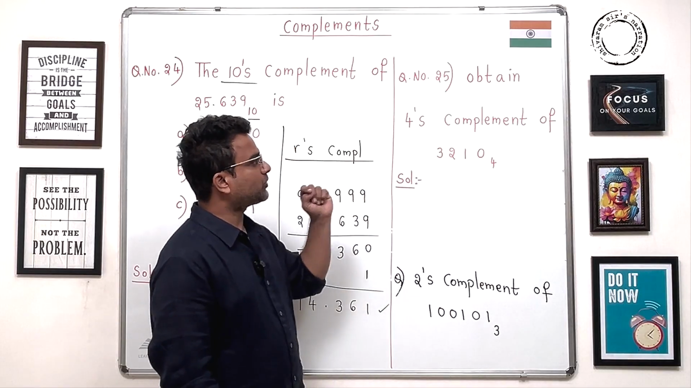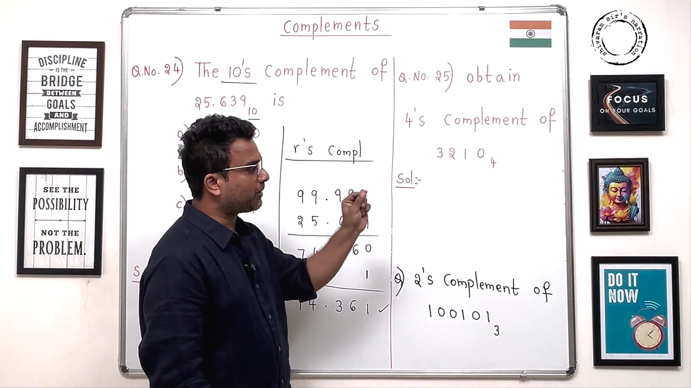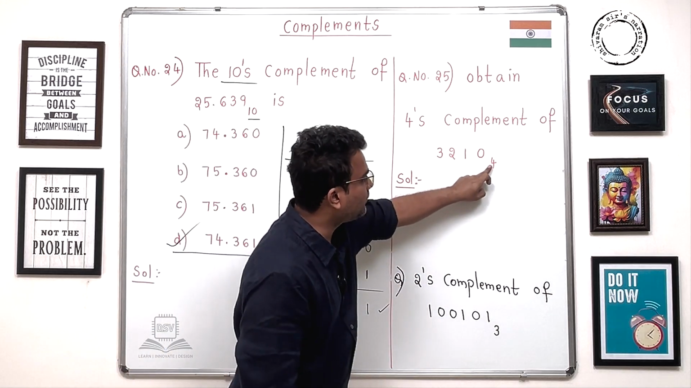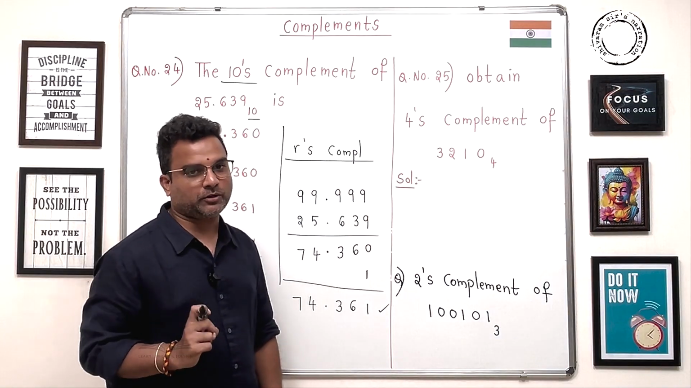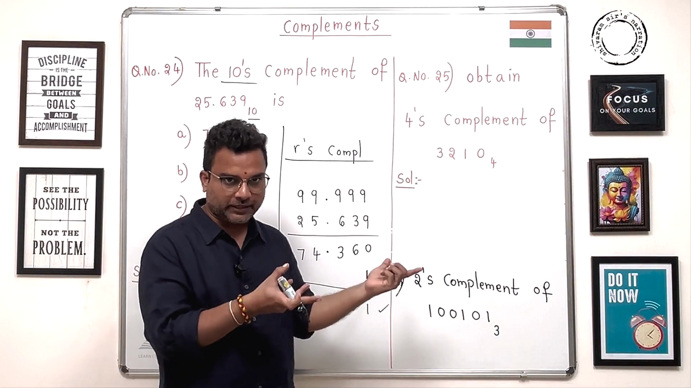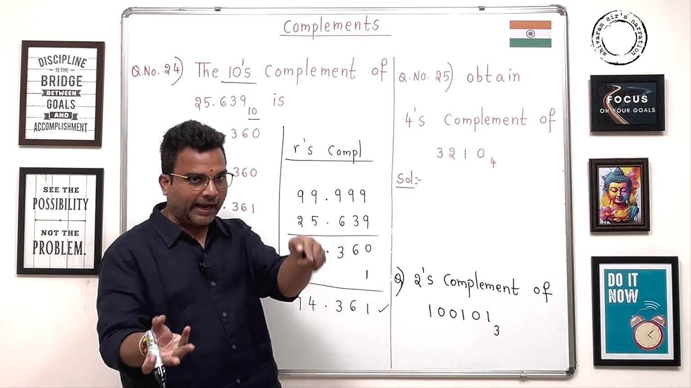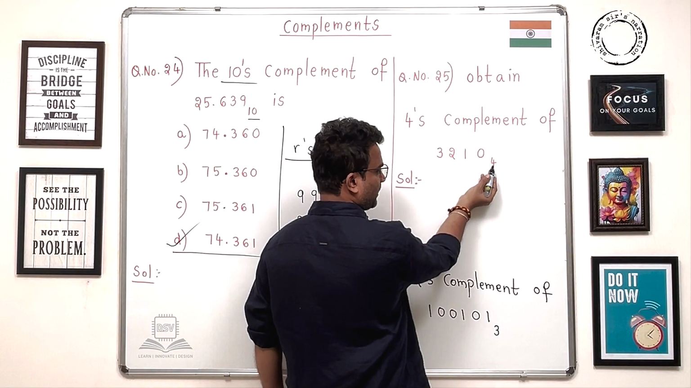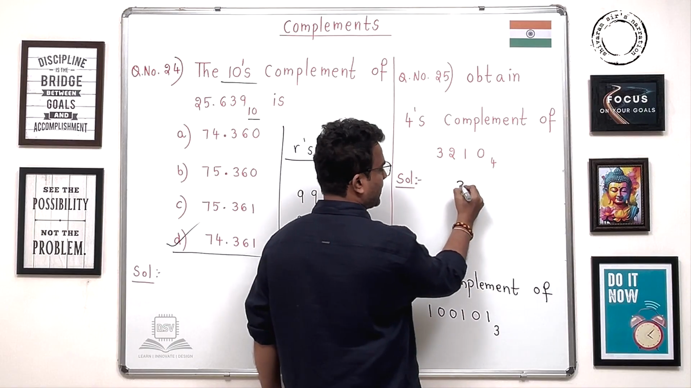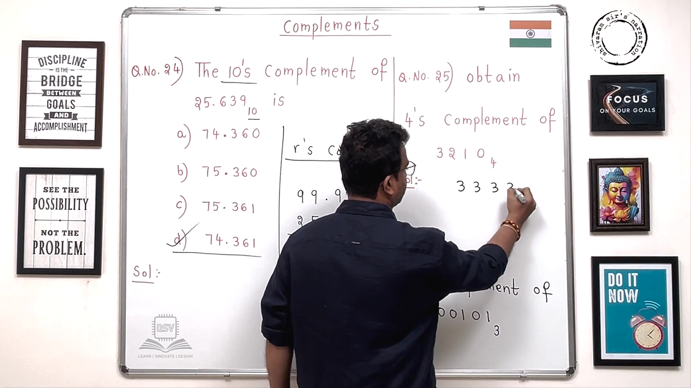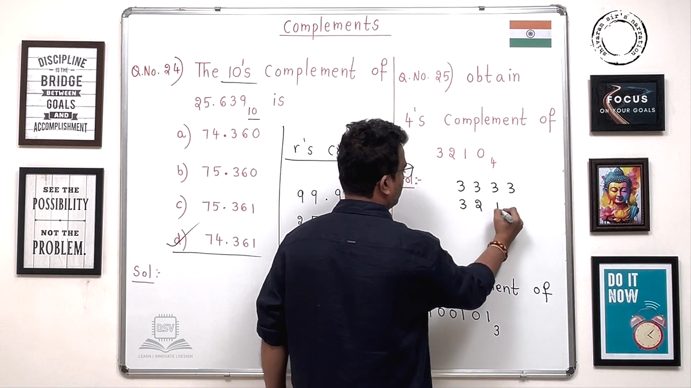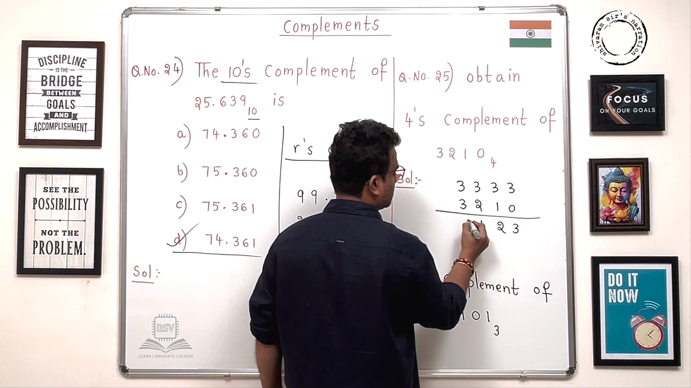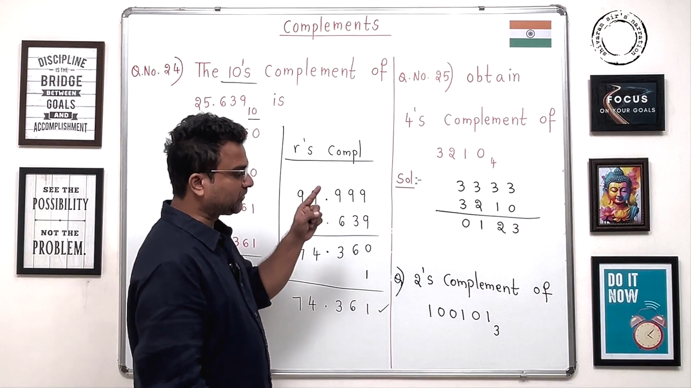Now, let's have question number 25. Obtain the 4's complement of 3210 base 4, meaning the radix value is 4. They are asking for the 4's complement, the R's complement. Calculate the R minus 1's complement, the 3's complement, and then add 1. The maximum possible value in the base 4 number system is 3. So subtract from 3, 3, 3, 3. It gives 0123. This is the 3's complement.